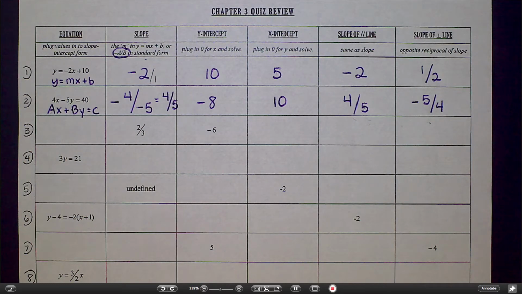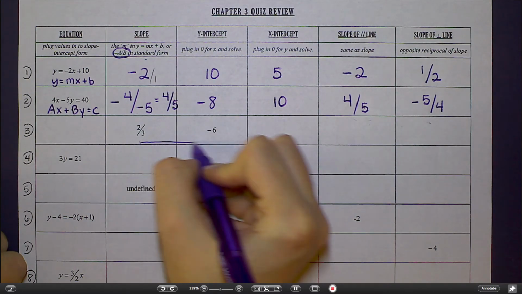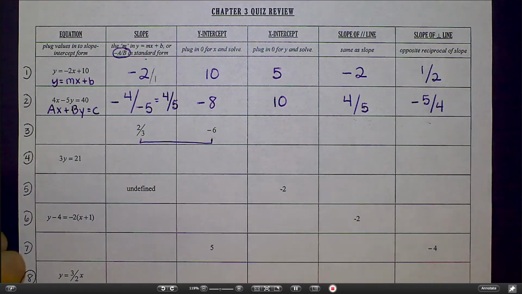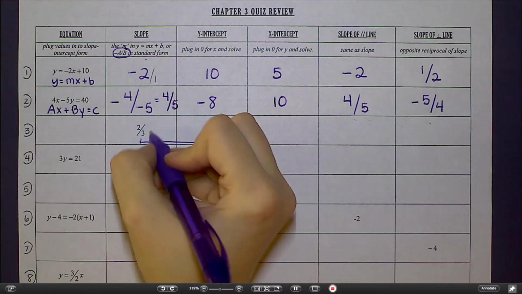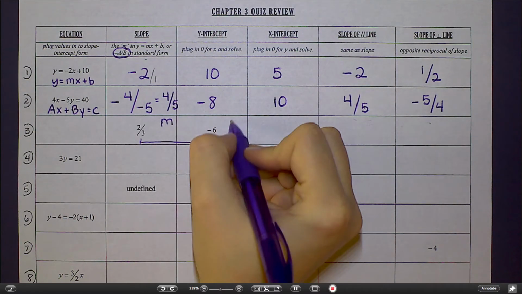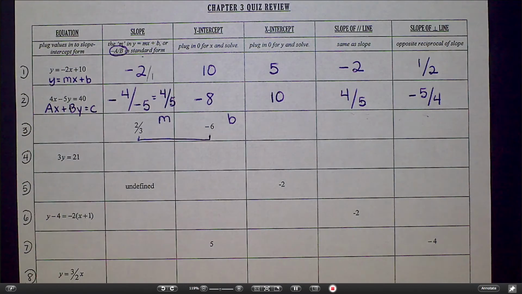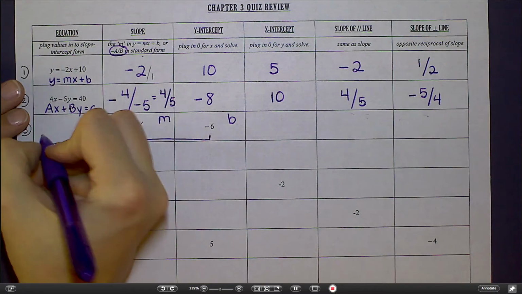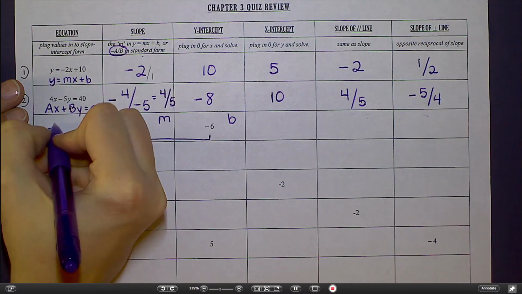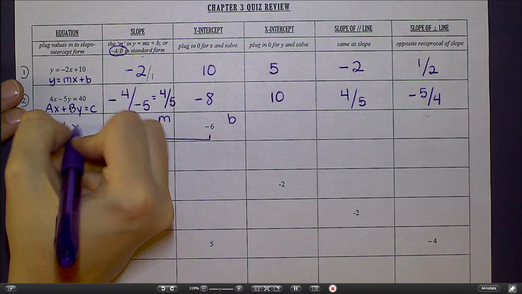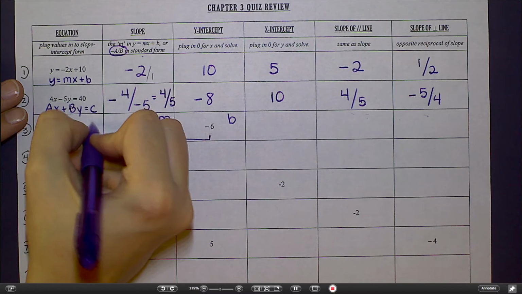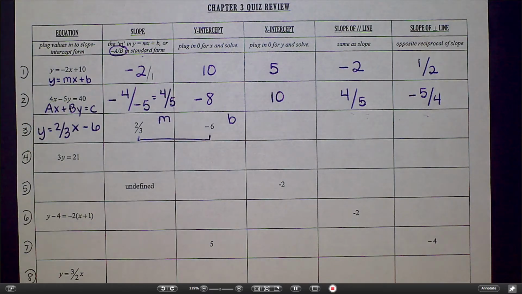Number 3, you are missing an equation, but I see here that I am given the slope and the y-intercept. And if I'm given the slope and the y-intercept, the easiest thing to do would be to write my equation in slope-intercept form, because the slope is just my m, and the y-intercept is my b. And if you don't remember, slope-intercept form is written up here for you. y equals mx plus b. So my equation is just y equals 2/3 x minus 6.